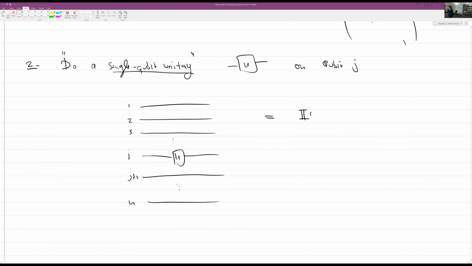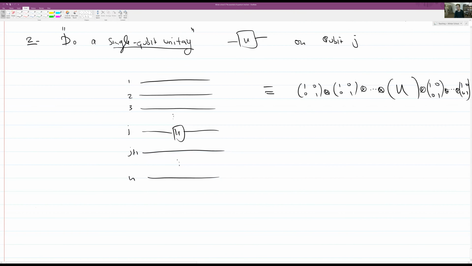So the unitary represented by this circuit, and therefore an allowed evolution of a closed quantum system, is given by the following unitary. You do a tensor product of the 2 by 2 identity. I'll just write it out, okay? 1, 0, 0, 1, 1, 0, 0, 1, right? For every qubit, you do nothing individually until you come to the jth qubit, and then you do the 2 by 2 unitary, and then you do nothing until the end. Okay, that's the unitary matrix that represents doing a single qubit unitary. Very important unitary matrix. We're almost done. In fact, we only have one more unitary matrix to describe.